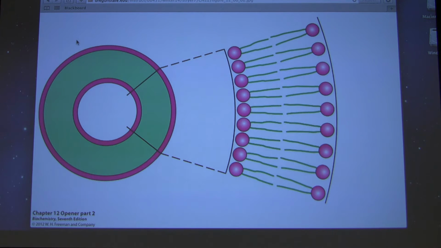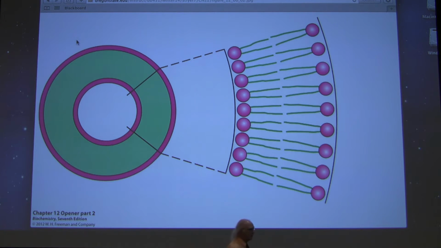Well, the beauty of this very simple arrangement is, A, that it can assemble itself, and B, that it gives a protection for the cell. It defines the boundary of a cell.